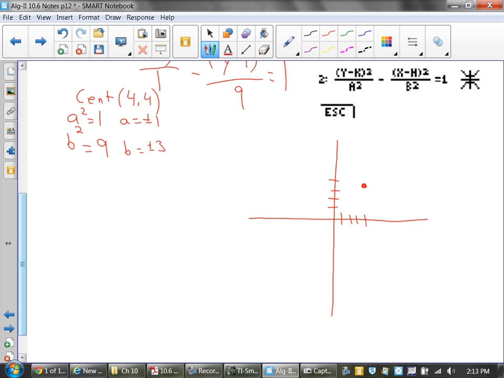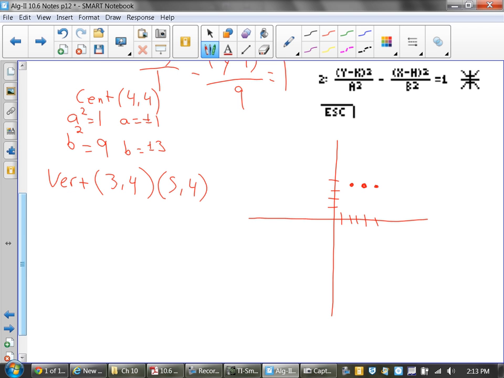Your a value for the hyperbola, or ellipse or anything, is always the distance from the center to your vertex. So this is opening left and right, so I go right 1, I go left 1. So that means my vertices are at (3, 4) and (5, 4).